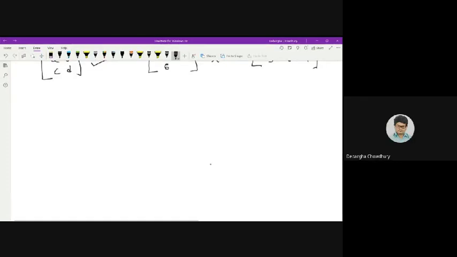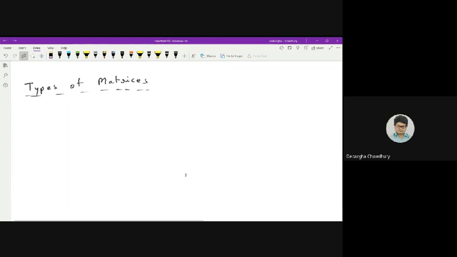Now we go on to the types of matrices. There are many different types of matrices, and we will learn about them now. The first one is a row matrix. A row matrix is a matrix containing only one row. Suppose 6 0 4. It contains only one row and three columns. Columns won't matter; there is only a single row in this matrix.